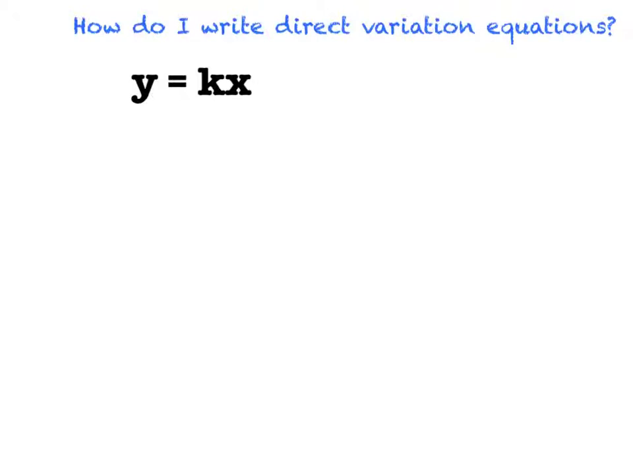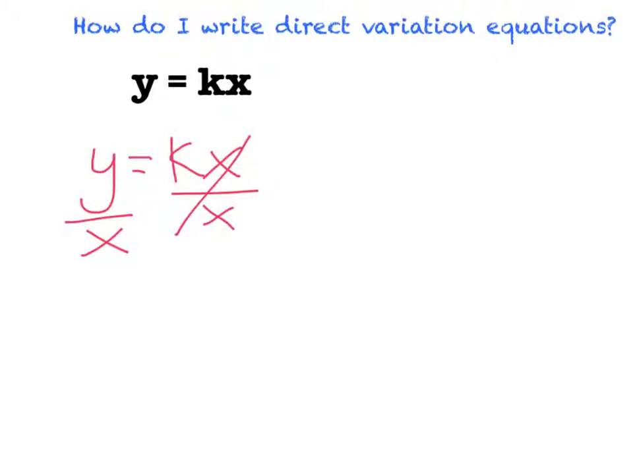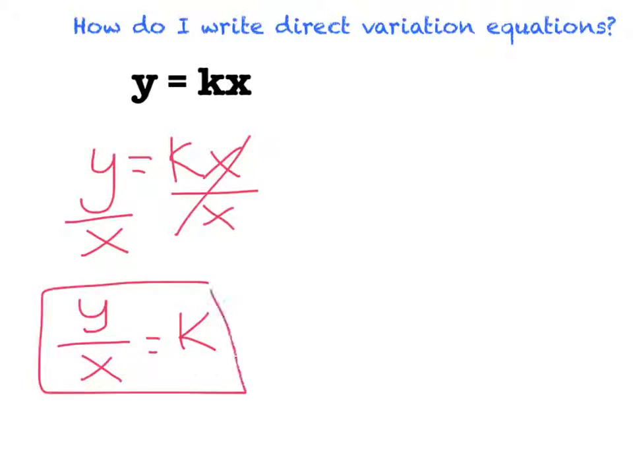So how do I write direct variation equations? Well, let's start out with the y is equal to kx form. And I'm going to solve and get down to just the constant of variation, having the k on one side. To do that, I would be dividing both sides by x, because remember, what you do on one side, you have to do on the other. So I'd have y all over x is equal to k, and we saw this in the last lesson.